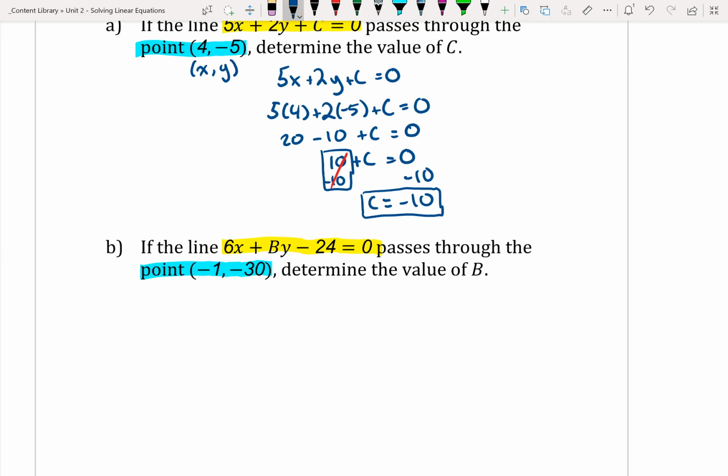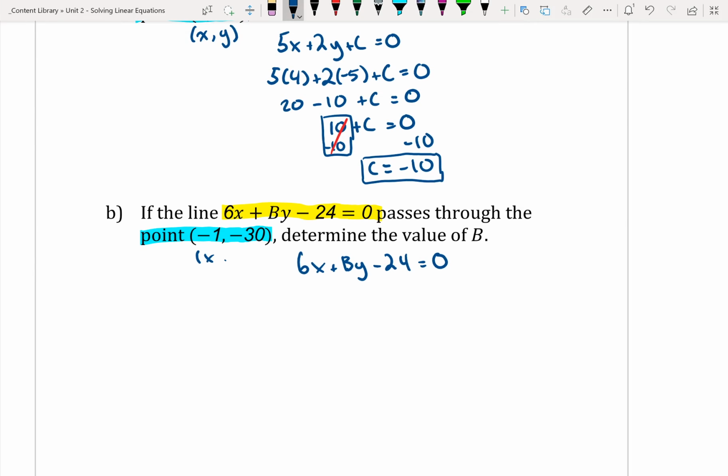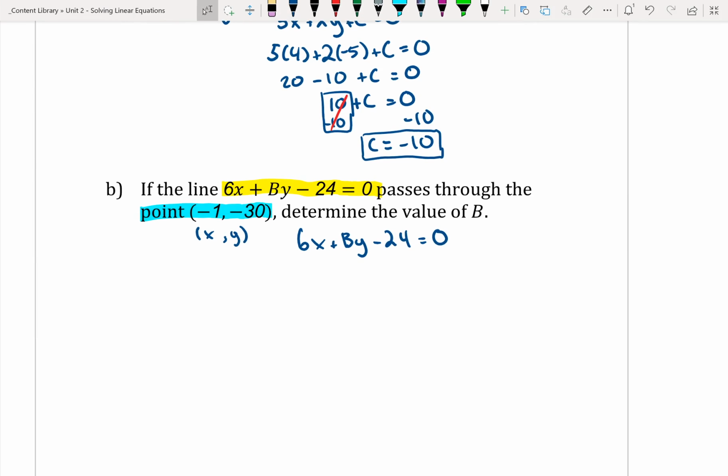So what I'm going to do is take my equation again, 6x plus by minus 24 equals 0. And again, recalling that a point is just the values x and y, I'm going to plug those values into the equation. So 6 times -1 instead of 6x, plus b times -30 instead of b times y, minus 24 equals 0. I'm going to go through and simplify. So I can do 6 times -1, which is -6, plus, it's going to be minus, because b times -30 is -30b, minus 24 equals 0.